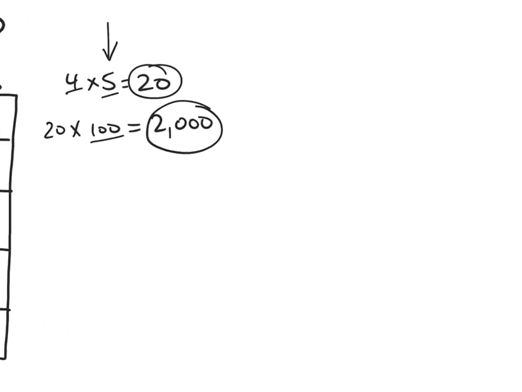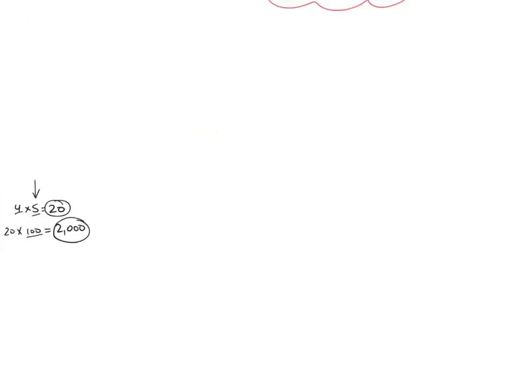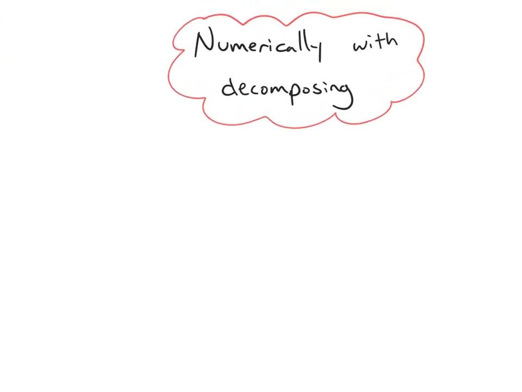So the last strategy I'm going to show here is how we can solve these problems numerically with decomposing. So let's take a look at that exact same problem we just solved, 50 times 40. With this problem, I'm going to decompose each one of these numbers here, and I'm going to separate the tens from the single digits that are being multiplied by the 10. I'm going to represent the single digits with red, so I'm going to decompose it into 5 times 10, and then for 40 it's going to be 4 times 10.